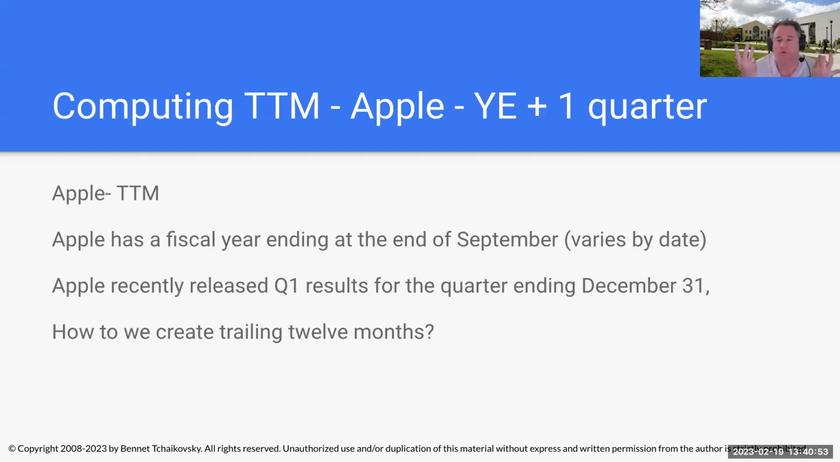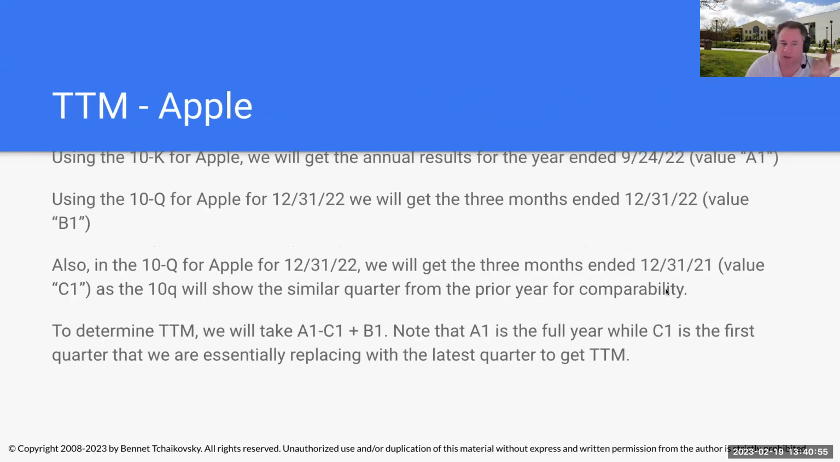So how do we create the trailing 12 months? We're going to use the 10-K for Apple and get the annual results, and we're only doing this for the income statement. I'm not going to do this for the balance sheet. This is our example. We're going to get the 10-Q for the most recent period because that has the information that we need. We want those most recent 3 months. Remember, it's February 19th, so their second quarter won't happen until the end of March.